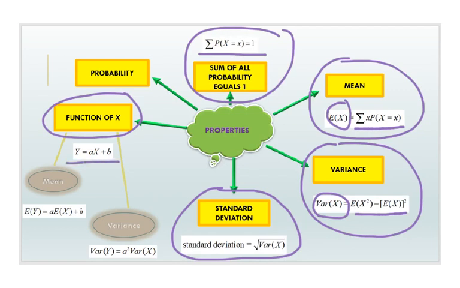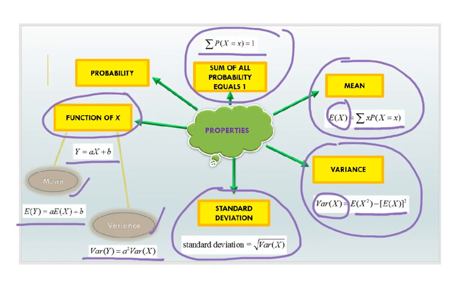If you want to calculate the mean and the variance for y, this is the formula given: the mean of y is a times the expected value of x, or mean of x, plus b. And the variance of y is a squared times the variance of x. So where can we get the values of a and b? A and b will come from the function of x, and the values of E of x and variance of x come from the second and third properties of probability distribution.